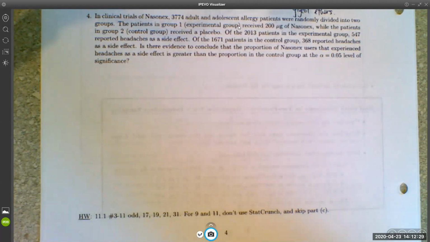Of the 2013 patients in the experimental group, 547 reported headaches as a side effect. Of the 1,671 patients in the control group, 368 reported headaches as a side effect. Is there evidence to conclude that the proportion of Nasonex users that experience headaches as a side effect is greater than the proportion in the control group? So go ahead, pause the video, see if you can work it out on your own. Okay, here's my solution.